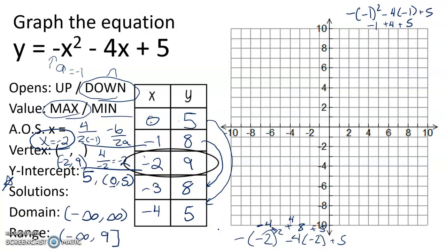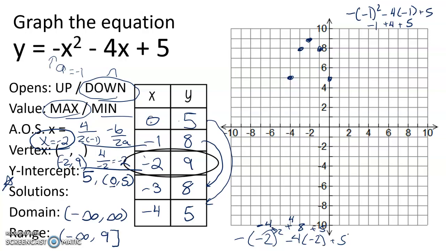Now, I'm not going to graph them yet. I'll graph the points here, all right? We still need to figure out those solutions, but let's graph the points here. So -2, 9, so that's going to go up here. 0, 5, that's going to be around here. And then -4, 5, that's going to be right around there. -1, 8, so -1 to 8. -3 to 8, okay? Alrighty, so we got those graphed. I'm not going to connect the lines just yet because we still have to deal with these solutions, okay?